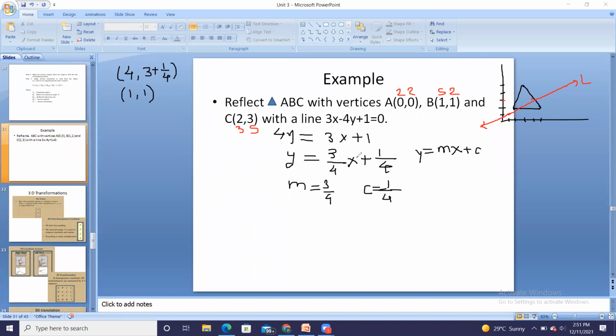No, ma'am. Okay. Now, when I compare this expression with the line expression, what is the expression of a line? y equal to mx plus c. So when I compare this, what am I observing? m has the value 3 by 4.